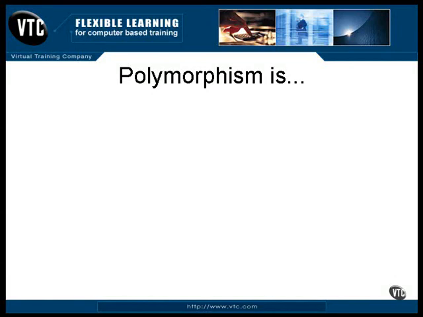Polymorphism is one of those object-oriented words that sounds a little scary at first, but it's really quite simple. The root of the word is a bit weird. Morph means to change into something else, and poly means many. It refers to the fact that an object can be changed into many different things.